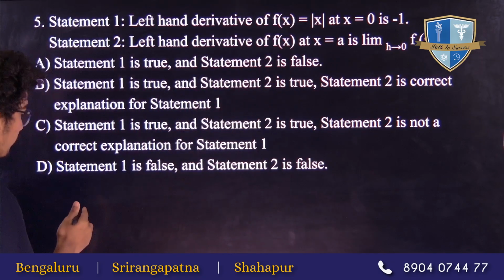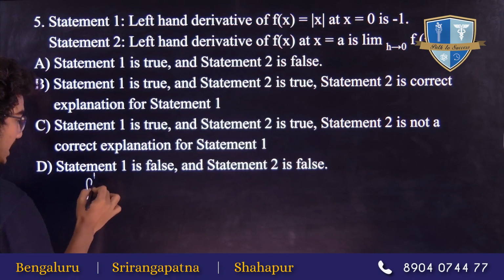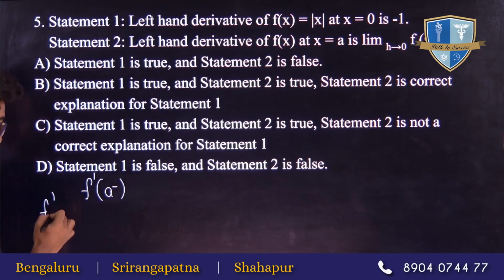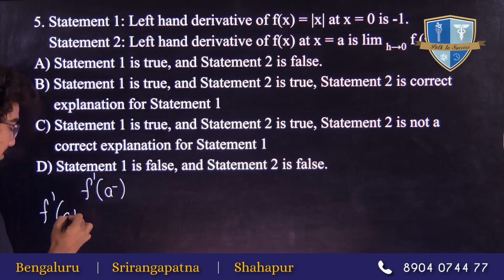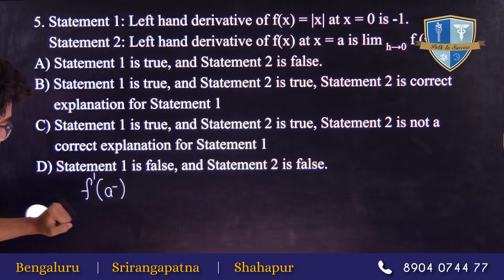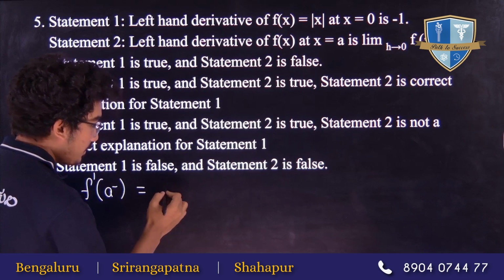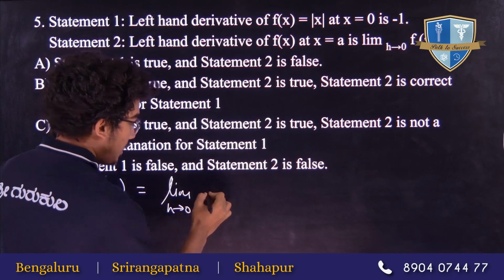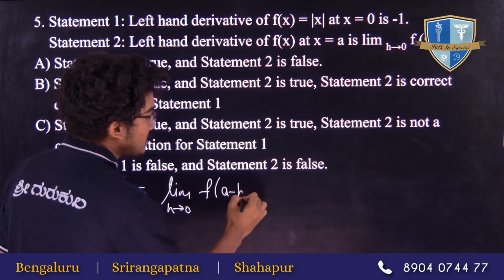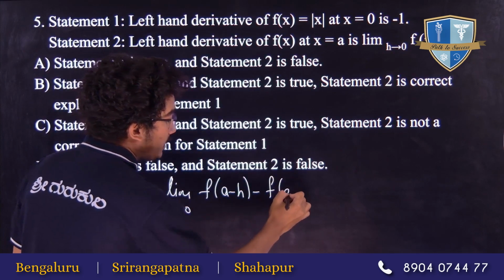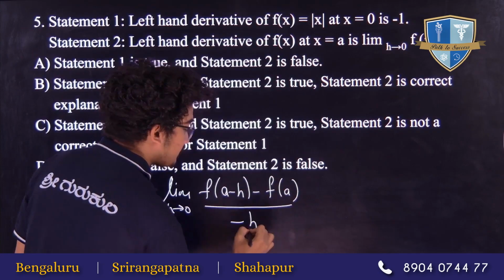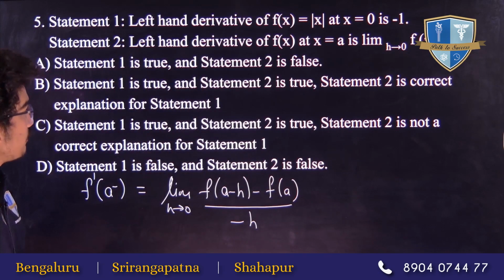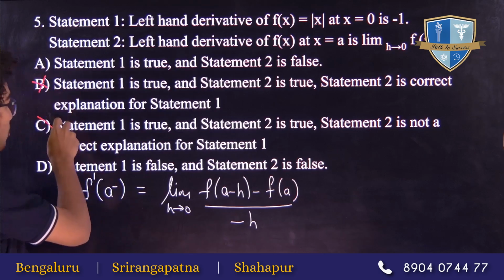If you remember the formula, f'(a-) is the left-hand derivative, and for the right-hand derivative it is f'(a+), correct? The formula for the derivative at a minus will be limit h tends to 0 of [f(a - h) - f(a)] divided by -h, correct? This is the formula. So statement 2 is incorrect, it is false. So we can eliminate option B and option C, correct?